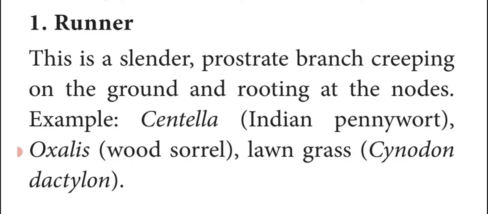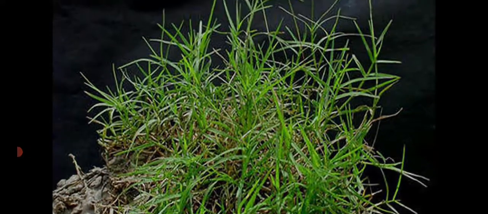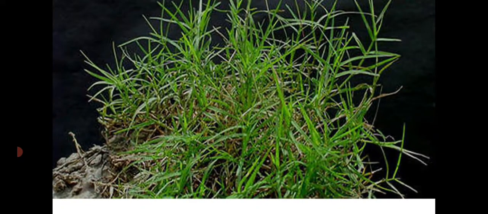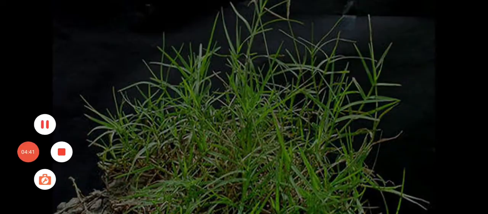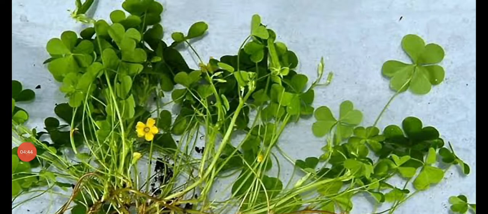Examples: Centella asiatica, Indian pennywort, Oxalis, wood sorrel, and lawn grass, Cynodon dactylon. In Tamil it is known as arugampul. Dear students, see the diagram. This is the Cynodon dactylon, which is the best example for runner, that is subaerial modification. Another example is Oxalis, in Tamil known as arakirai.